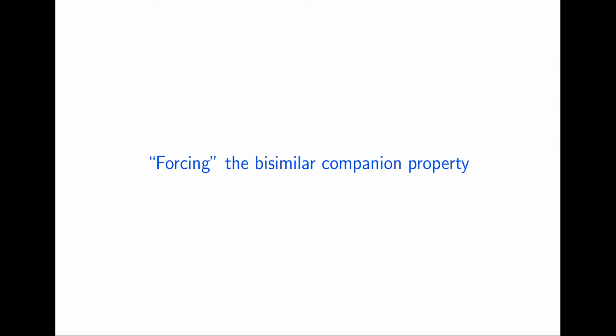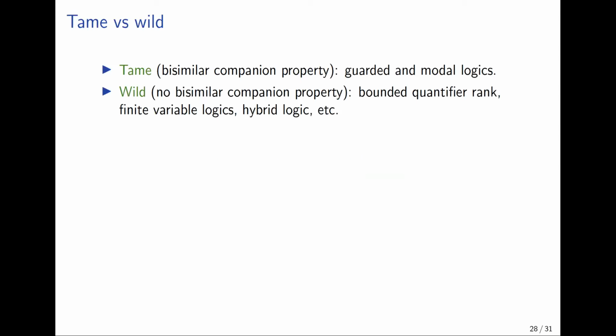I'll be very quick. This is perhaps the most interesting and involved part when it comes to homomorphism preservation theorems, so I feel I should say something about this. There are some very tame cases, like guarded fragments of first-order logic or modal logics, where you have the bisimilar companion property and sometimes even idempotency. And in those cases, everything works very nicely. And then you basically have everything else: this wild jungle of logics and comonads which do not satisfy the bisimilar companion property.